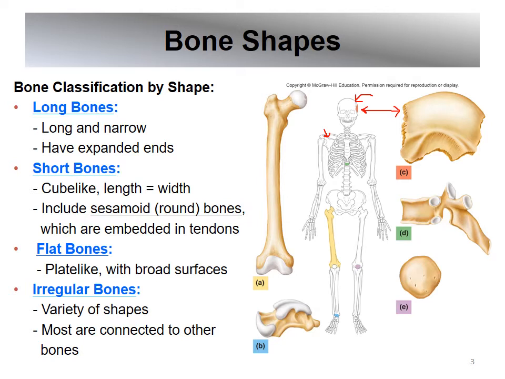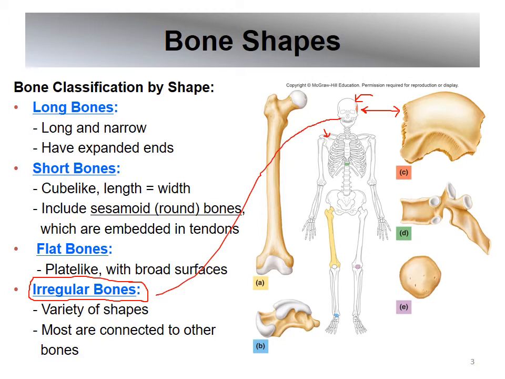So flat bones in general are going to be flat. And then finally, the last one, which is what I think most everybody would think every bone is called an irregular bone. Irregular bones just have bizarre shapes. They're really going to be found in two main areas.